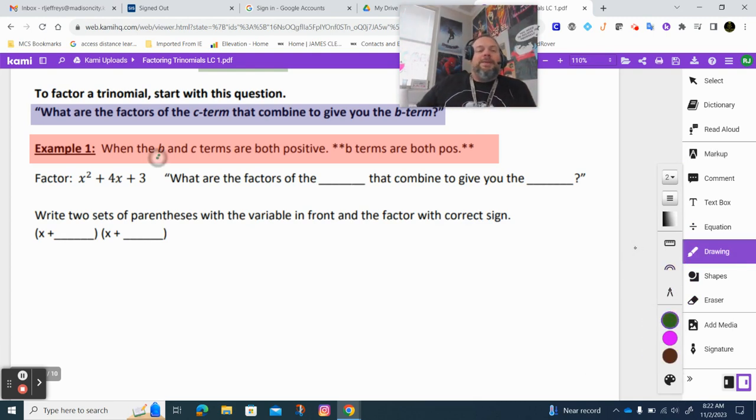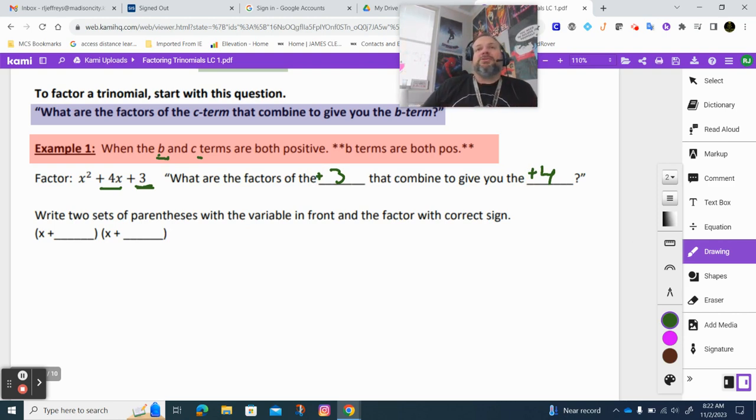Example one: when the B and C terms are both positive, the factors are both positive. Here's the deal. What are the factors of 3, that's our C term, that will give you the positive 4?